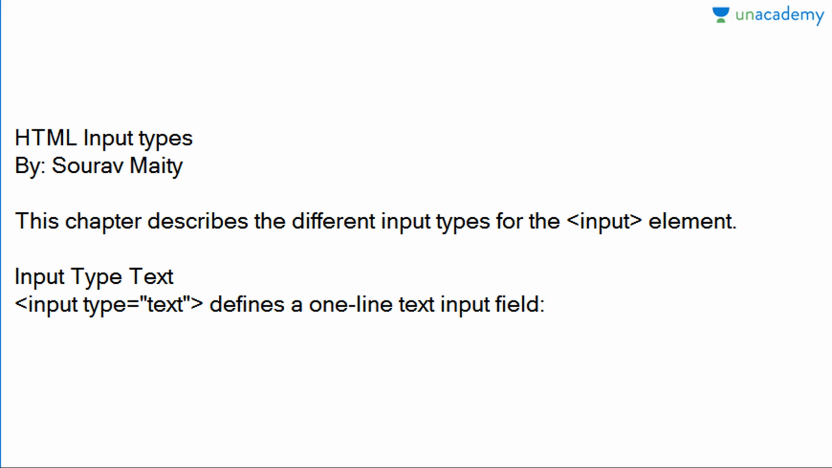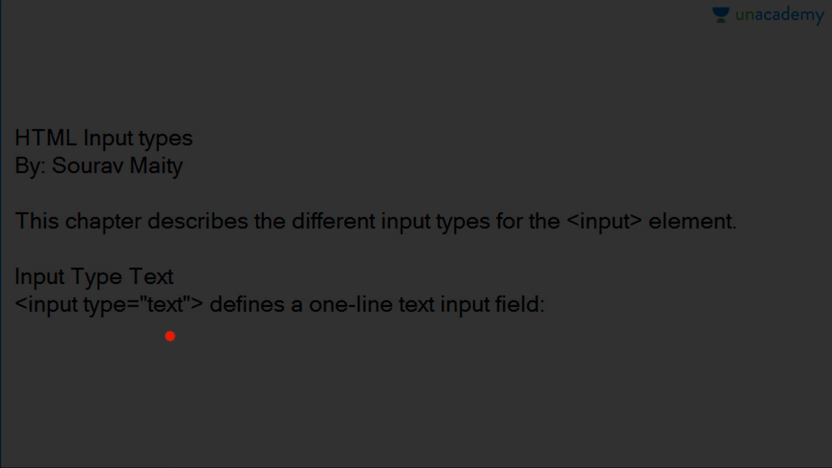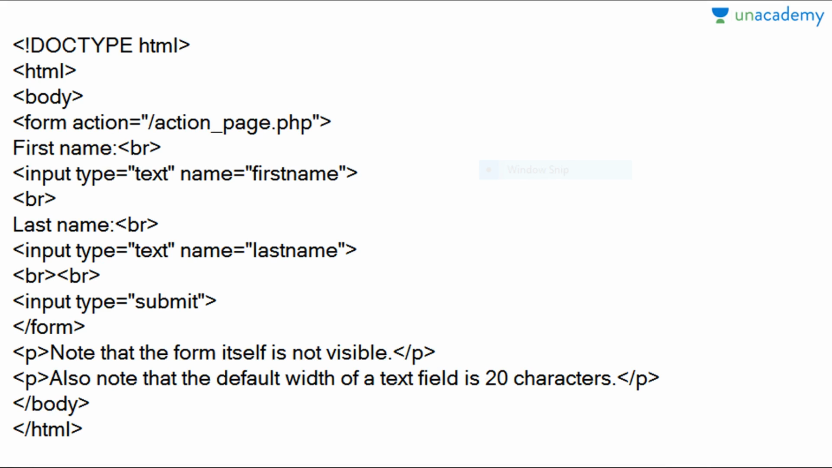This chapter describes the different input types for the input element. How to write the syntax? Let's see that. Input type is equal to text defines a one line text input field. This will create a single box with a one line input field and a maximum character length of 20 characters that can be seen in an input. Let's see an example of this.